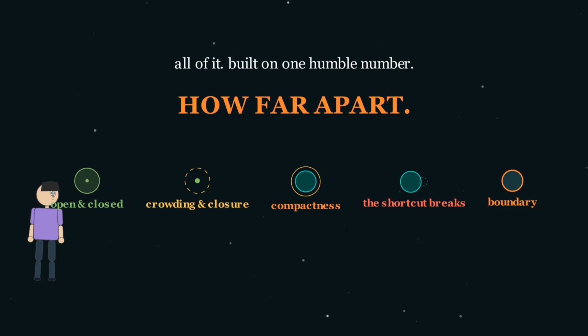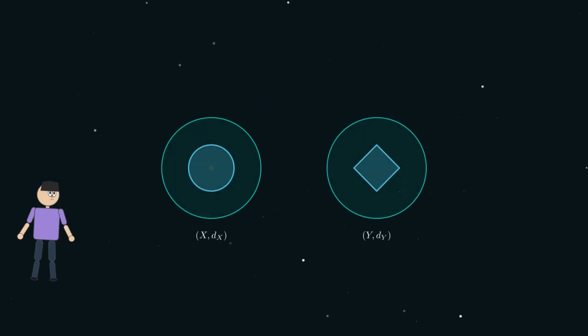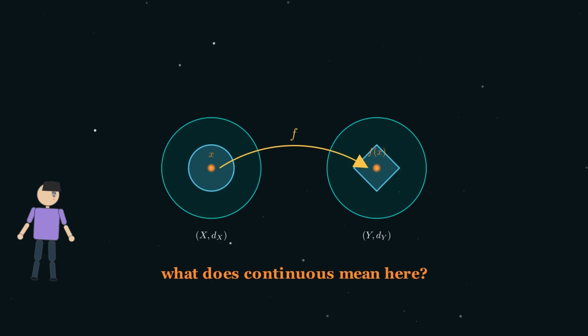How far apart? And in the next chapter, we finally set the whole thing into motion. What does it even mean for a function to be continuous when close might be a diamond, or a globe, or a single solitary step? That's where we're going next.